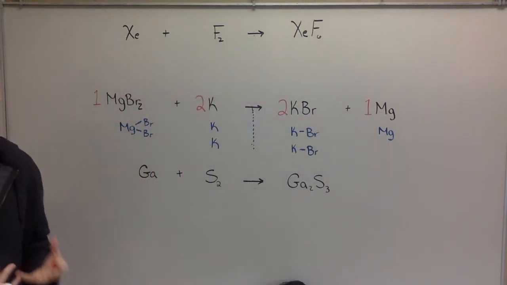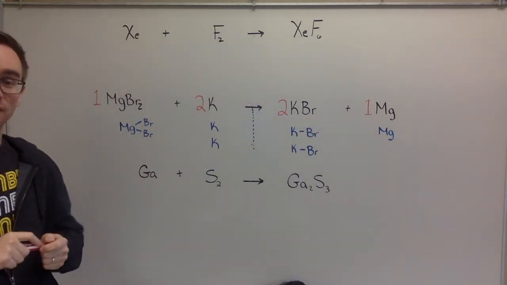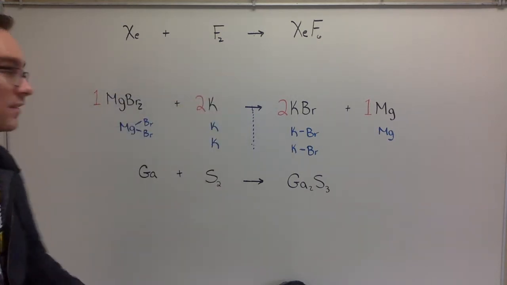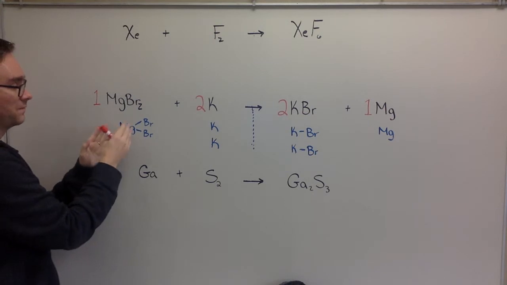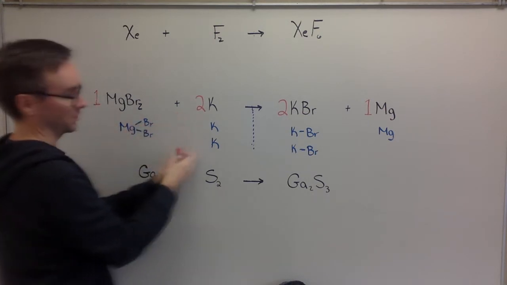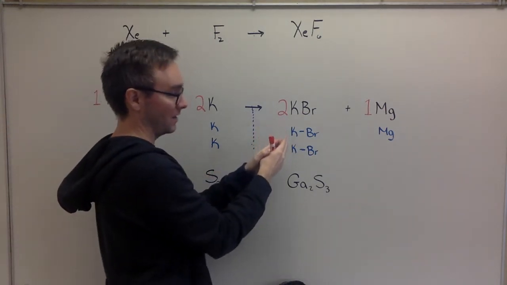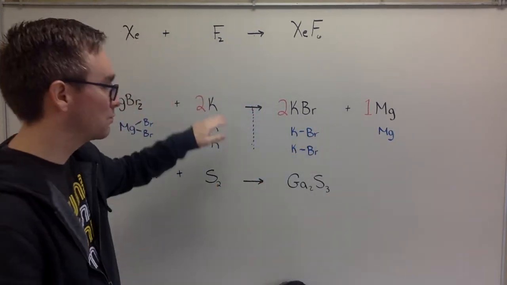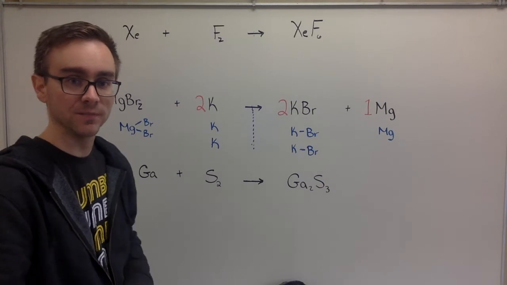This reaction is now balanced and follows the law of conservation of mass, because whatever I started with, I ended with. My full reaction would be: magnesium bromide plus potassium makes potassium bromide plus magnesium. But it's kind of annoying, so we just put the coefficients in front of it.